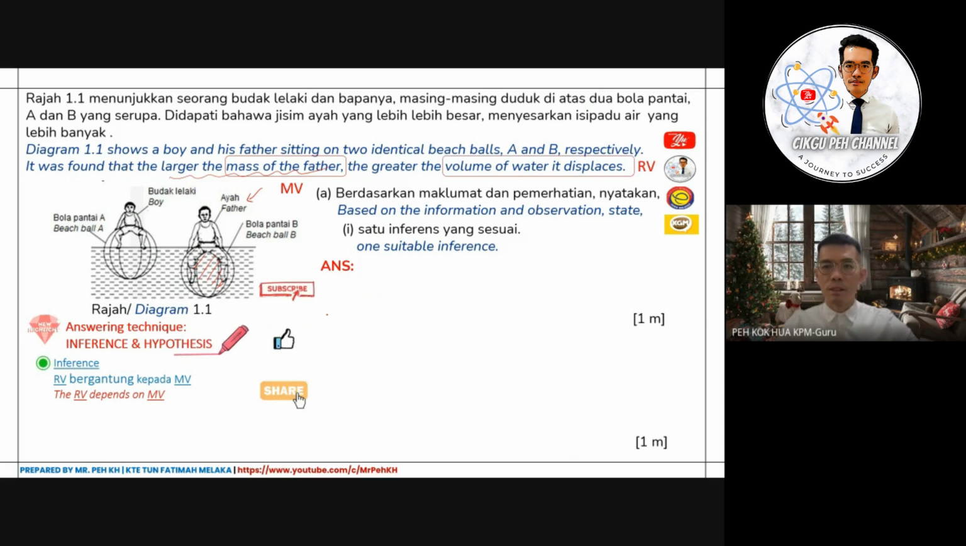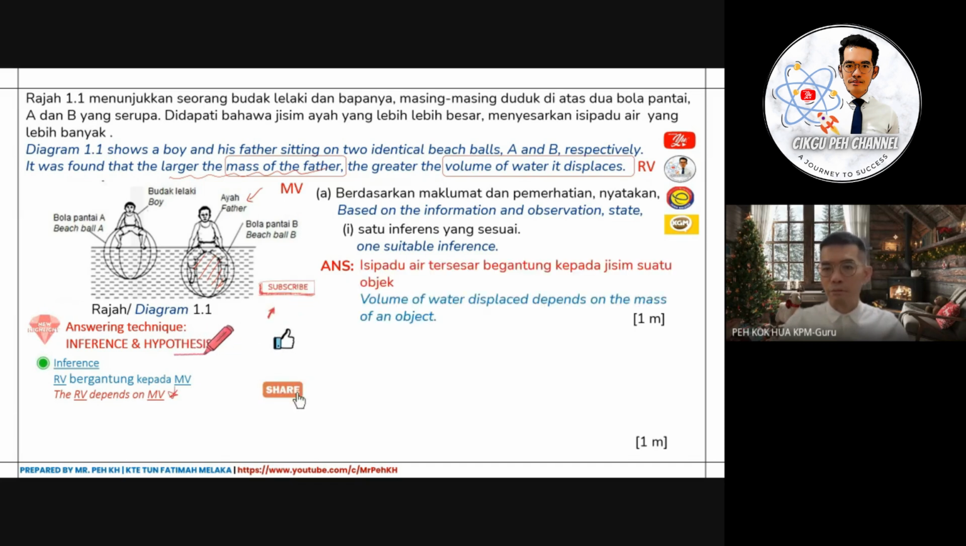Then the next here, volume of water displaced will be the RV. So the volume of water displaced will be the responding variable we are going to measure in this experiment. Okay, so the sentence for the RV here: the volume of water displaced depends on the mass of the object. You follow the format I am showing you here. Okay, so this will be the correct answer for you.